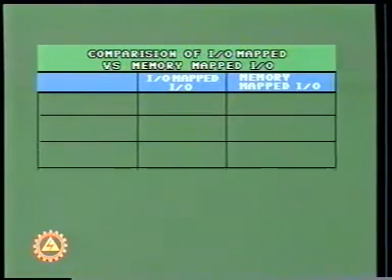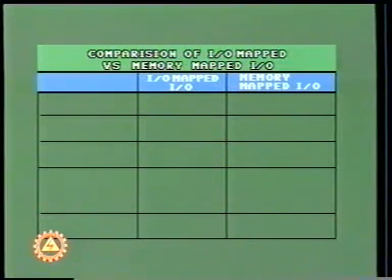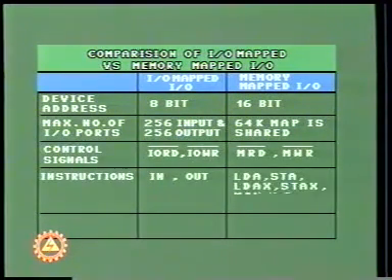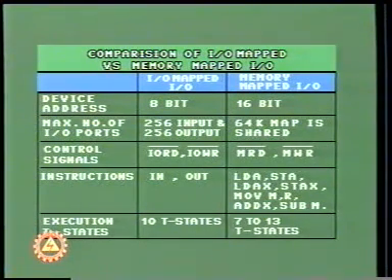Let us compare I/O mapped I/O and memory mapped I/O. The device address in I/O mapped I/O is decoded for lower 8 bits of the address bus. In memory mapped I/O, generating unique address would be expensive because they would have to be decoded from 16 address lines. The control signals for I/O mapped I/O are I/O read and I/O write, whereas for memory mapped I/O, they are memory read and memory write. A very wide choice of instructions can be used for the memory mapped I/O, which is limited to in and out only in I/O mapped I/O.